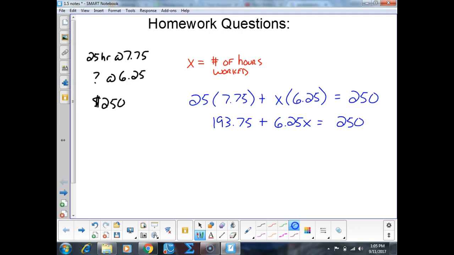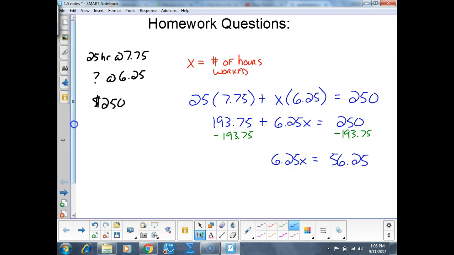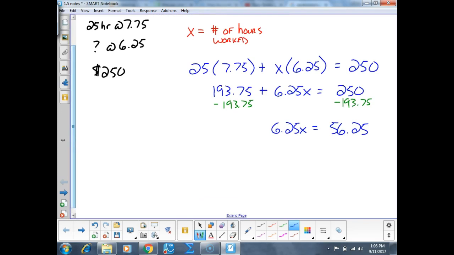Subtracting 193.75 gives me 6.25x equals 56.25. Dividing by 6.25 on both sides would give me x equals 9. But that is 9 hours.